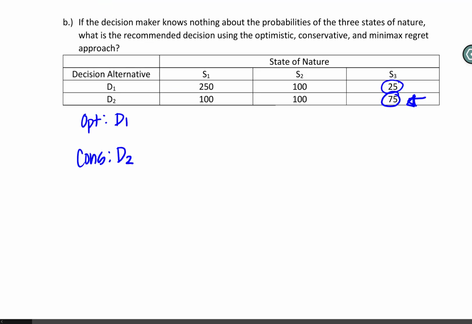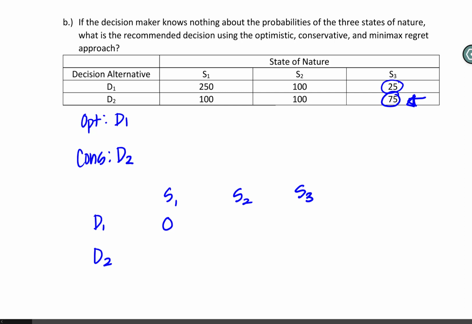Now the minimax regret approach takes a little more work, but it's helpful to create another table. So what we're going to do is list our decision alternatives again, D1, D2, and we will list our states of nature. But the minimax regret takes a look at what we could have gotten and what we actually got. So first we need to go through and fill out our numbers. You look at each state of nature. So in state of nature 1, the best number there, the highest number, the best we could get would be 250. So decision alternative 1, if we got 250 and we could have gotten 250, the difference, or the amount we missed out on, was 0, nothing.